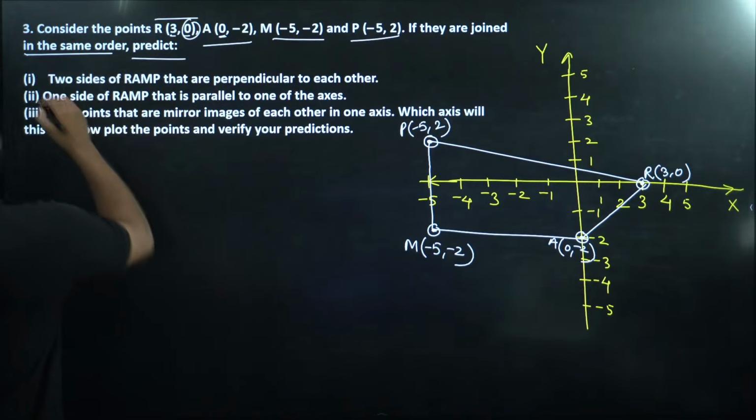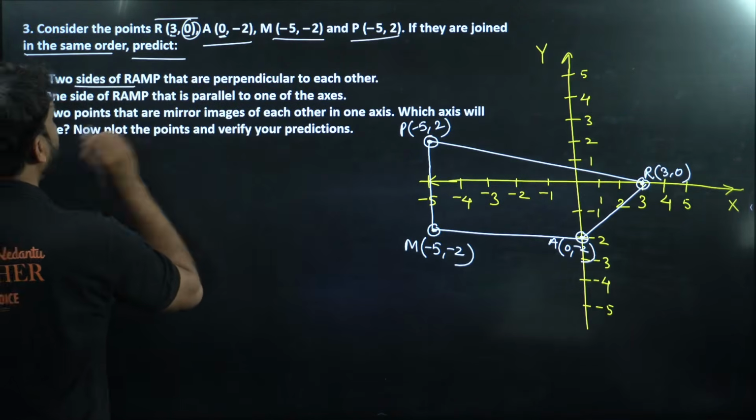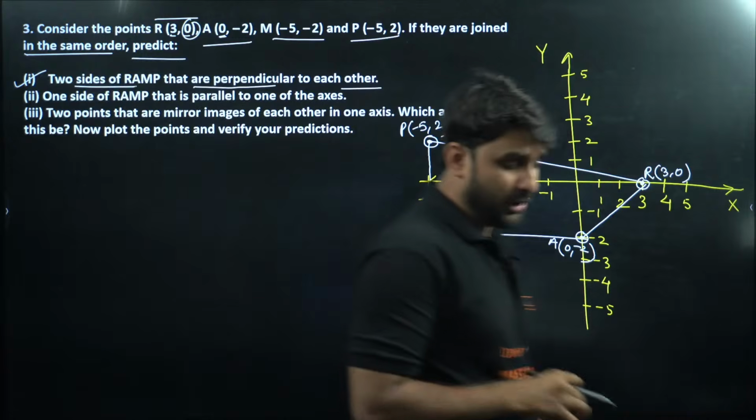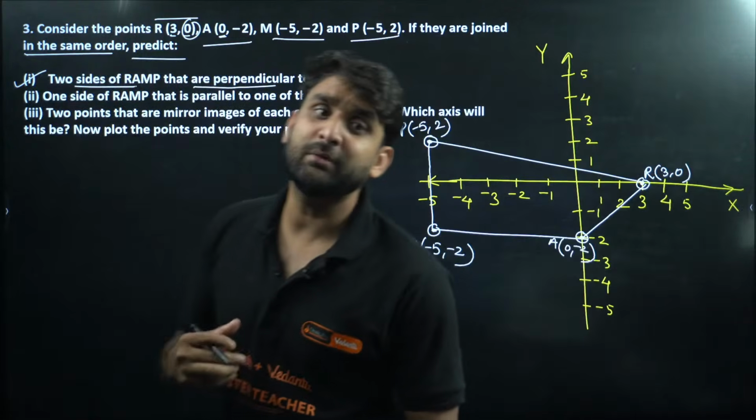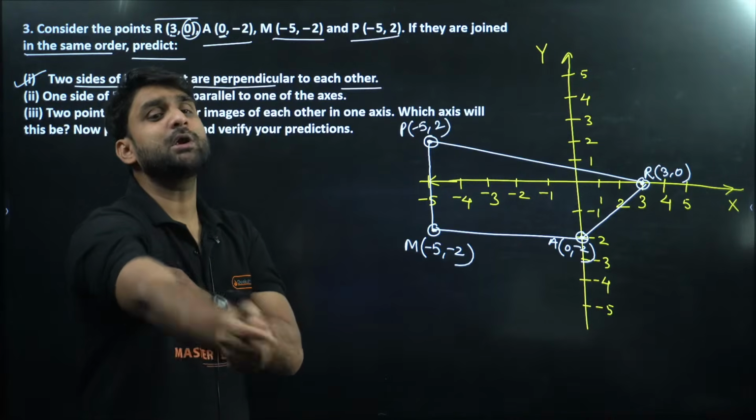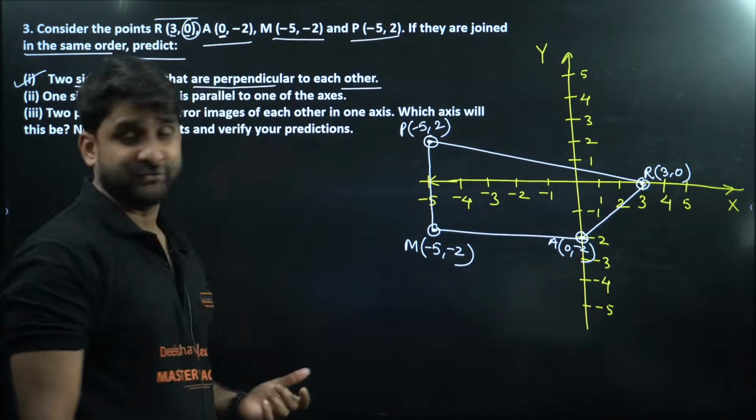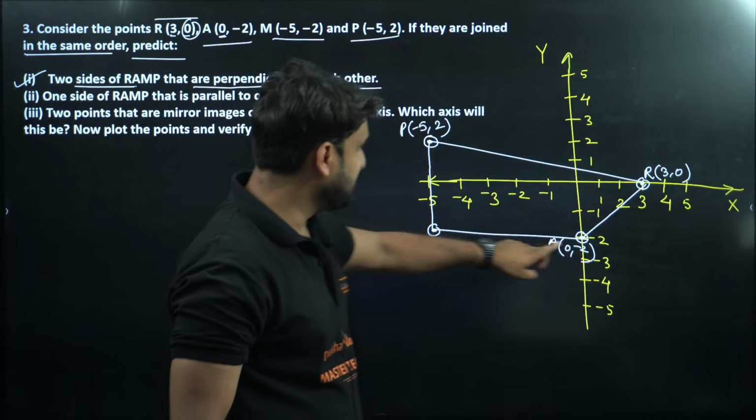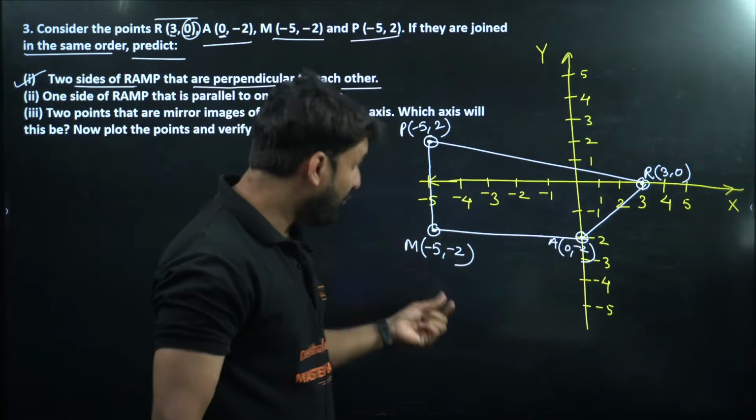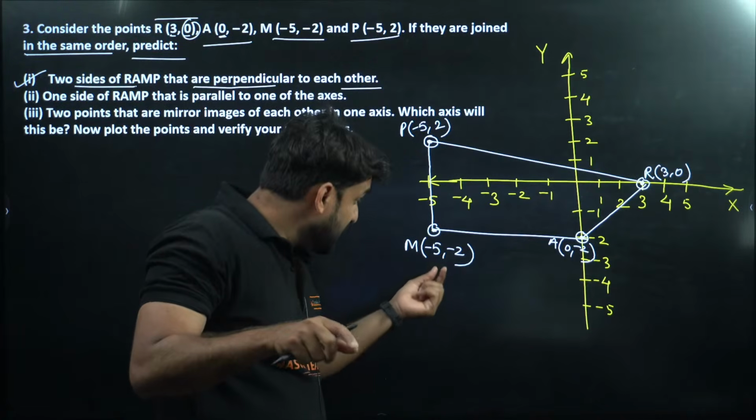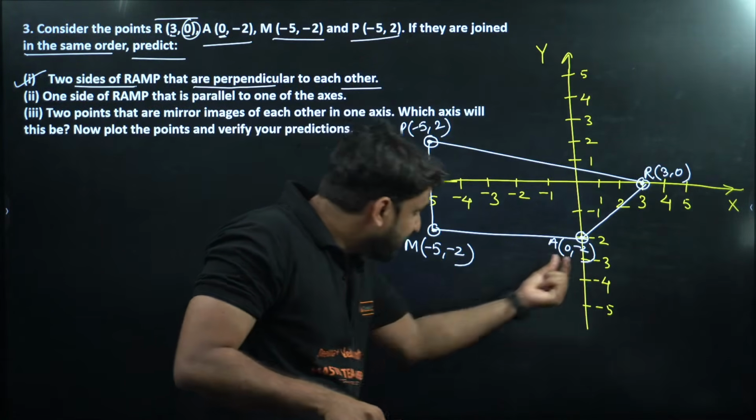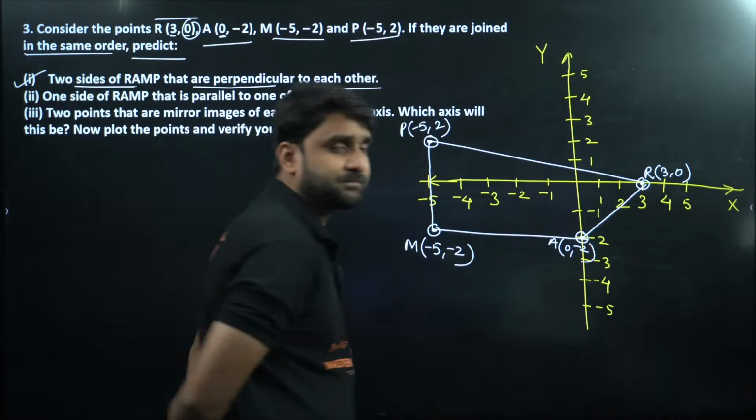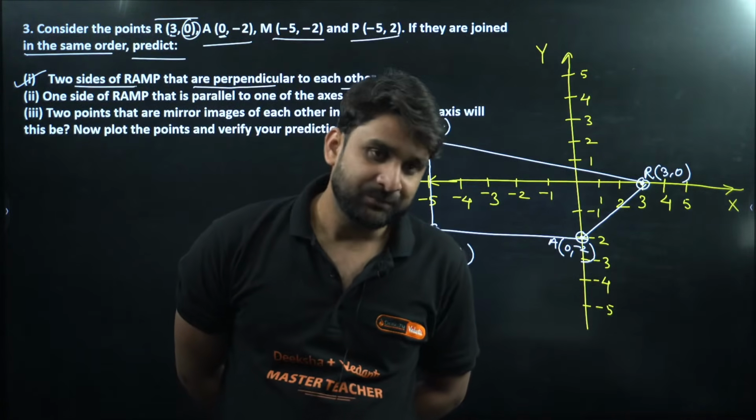Predict the first question. Two sides of RAMP that are perpendicular to each other. Okay, so we have to find out here, is there any side perpendicular to each other? Yes, of course. This line and this line will be perpendicular to each other. Why? Because the y coordinate of M and the y coordinate of A is -2, so it implies that the line will be exactly parallel.